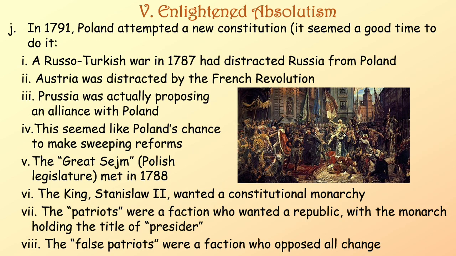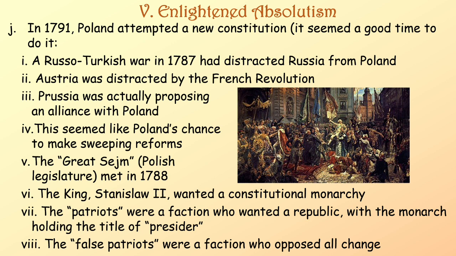In 1791, Poland attempted a new constitution. Seemed like a good idea at the time. A Russo-Turkish war in 1787 had distracted Russia from Poland. Austria was distracted by the French Revolution. Prussia was actually proposing an alliance with Poland. And all of this seemed like Poland's chance to make sweeping reforms.